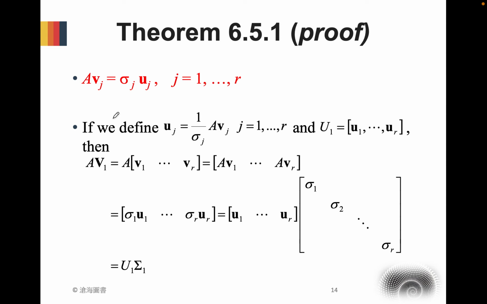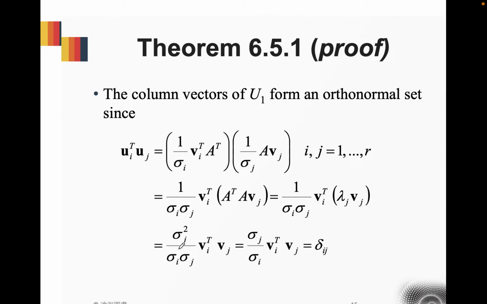Now if we define Uj equals A Vj divided by sigma j, where j is 1 to R, and we define the matrix U1 equals U1 U2 to UR, then finally we get A V1 is equal to A V1 to A VR, which is equal to sigma 1 U1 to sigma R UR, which is equal to U1 to UR times the diagonal matrix sigma 1 to sigma R. So this is U1 times sigma 1.